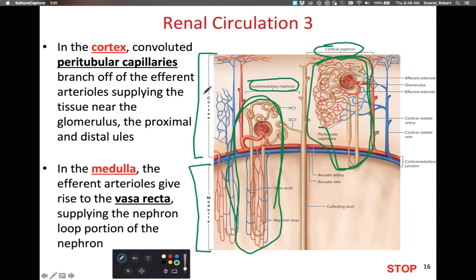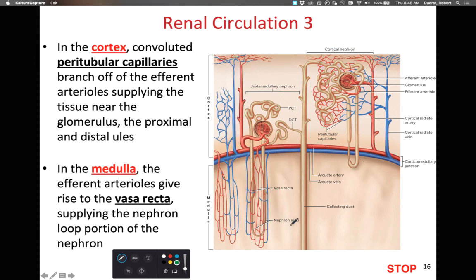To divide the cortex from the medulla, we have the arcuate arteries and veins that arc across that renal pyramid. So if we're looking for a line in the sand, arcuate arteries and arcuate veins divide the renal cortex from the renal medulla. Now, when we're working with the juxtamedullary nephron, they have a capillary bed that goes deep down into the medulla. And that capillary bed that goes down into the medulla is referred to as the vasa recta.